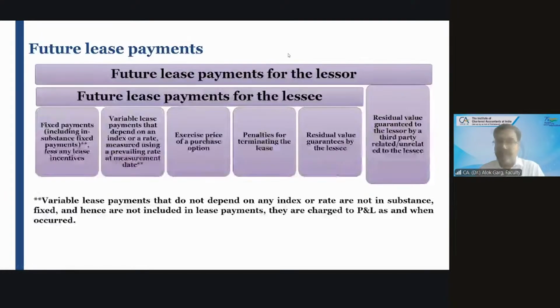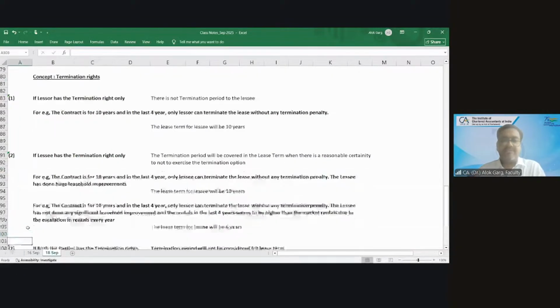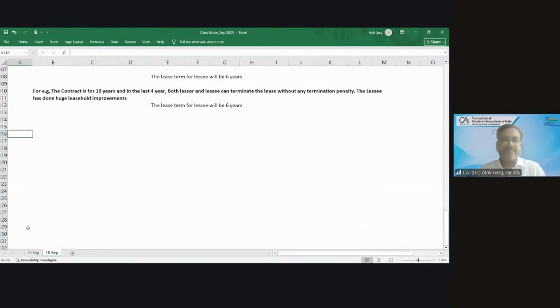First of all, let me give you some example and then I will come to the ICAI study material. Okay. So I hope my Excel is visible to everyone. Is it visible? Whether the Excel is visible or not visible? Yes, sir. Now visible, sir.